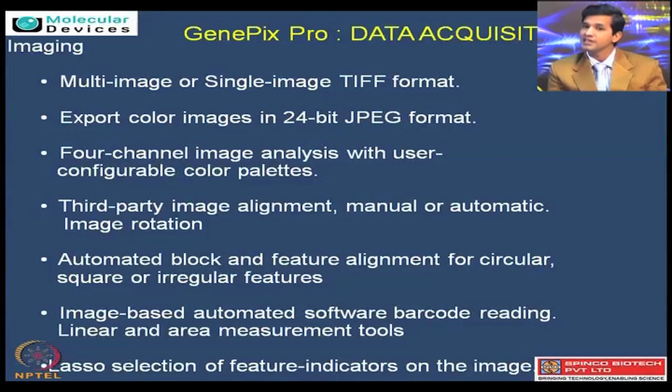This can be done by a third party, and GenePix Pro does it by itself in the form of automation to do the job. So automated block and feature alignment is possible. Even the different sizes and shapes of the spot can be handled, right from circular and square to irregular features, which can be handled at the level of image alignment.